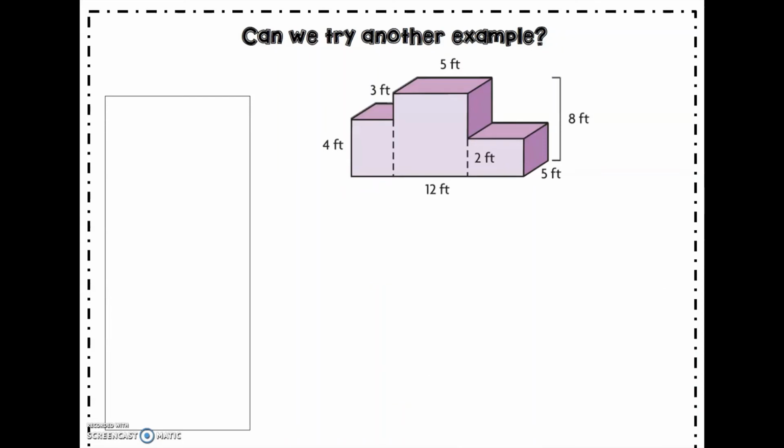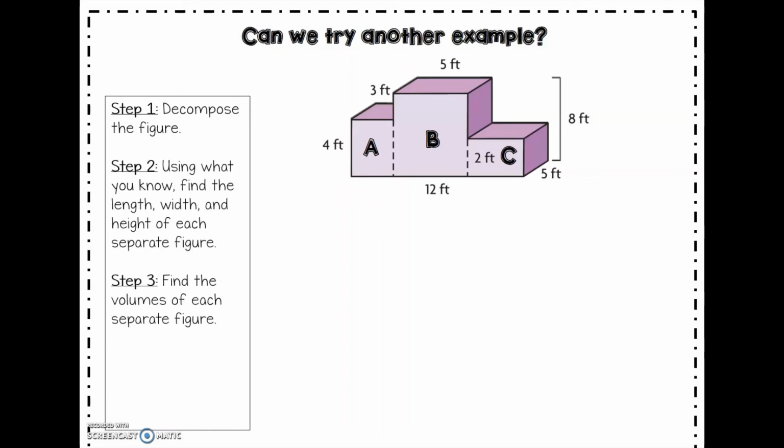This time I'm going to look at one kind of like the Olympic podium. So first, I need to decompose this figure. Now this one's a little bit different because I don't have just 2 parts to it, I have 3. So I'm going to break this figure into box A, box B, and box C. Next, I'm going to combine my second 2 steps. I'm going to use what I know to find the length, the width, and the height of each figure, and then I'm going to find the volumes of each. So let's start with box A.